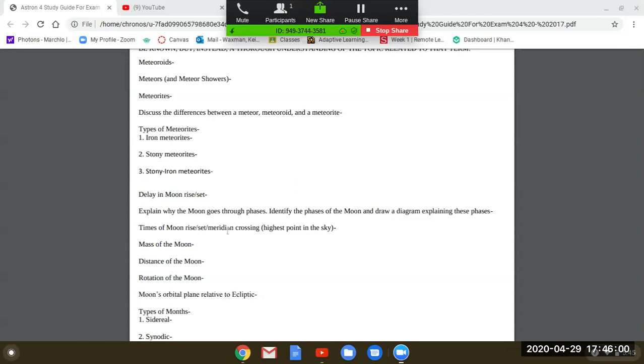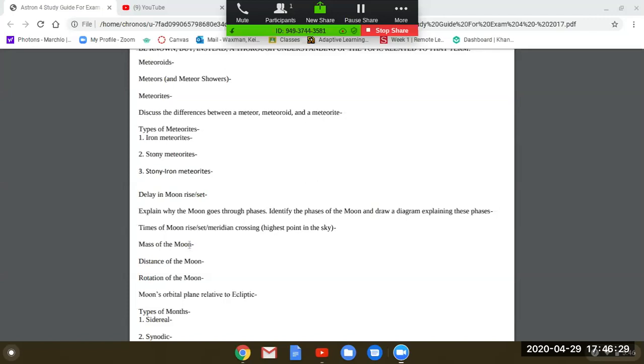Times of moon rise, set, and meridian crossing, which is the highest point in the sky. So if I say the moon is full, what time would it rise? What time would it set? What time would it be as high as it gets, or crossing the meridian? Those are good questions to practice for the homework. If the moon is first quarter, what time would it set? What time did it rise? What time would it be as high as it gets? Those are really good ones to practice. There'll be like 3 or 4 of those questions on there.